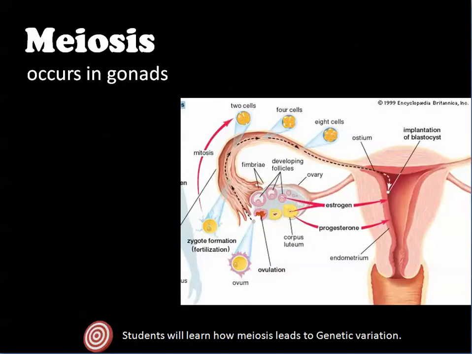Meiosis happens in the gonads. So in humans, that would be an example, the testes or the ovaries. But plants also do meiosis, and this would happen in different parts of the flowers.